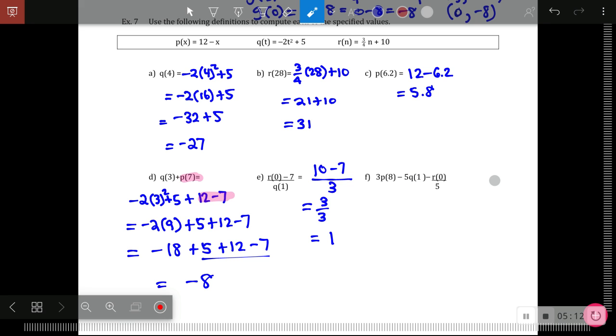And q of 1, we did that one already. I think we got a 3 when we put a 1 in there. So it'll be 5 times 1. R of 0, if you put a 0 in for the n there, you get a 10. So it's going to be 10 over 5. So when you put it all together here, it looks like this. And that does it for us.